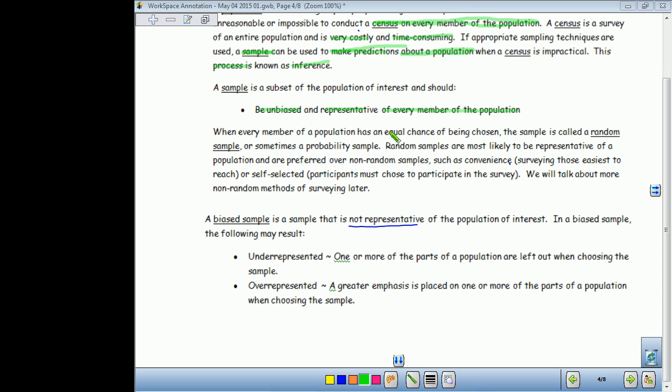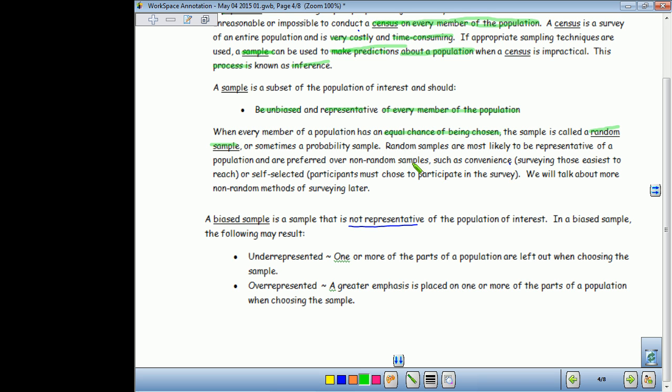When every member of our population has an equal chance of being chosen, the sample is called a random sample. So the key words here: equal chance of being chosen. Sometimes it's called a probability sample, and sometimes you'll hear it referred to as not just a random sample, but a simple random sample. Random samples are most likely to be representative of the population and are preferred over non-random samples.